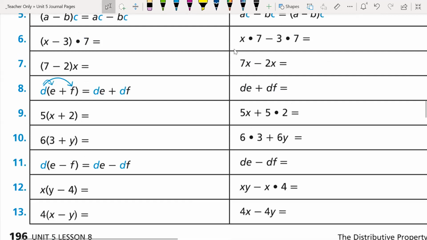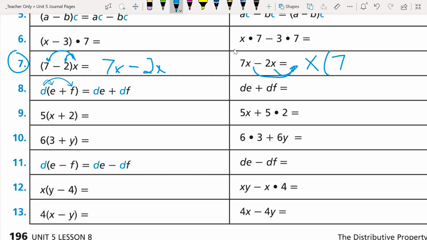If I chose any of these, like this number 7, I would be distributing x here and here. Right? So I have 2x. Nope, that's not true. Sorry, 7x minus 2x. And then over here, I would be pulling x out. And I would have x times 7 minus 2.